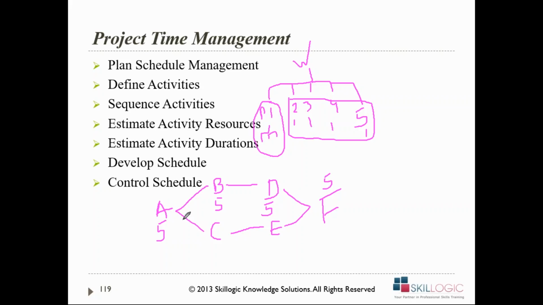There is another chain here. This was one chain, A, B, D, F. Another chain is A, C, E, F. For activity C, let's say you're going to do this activity in 3 days, and activity E you're going to be doing in another 3 days.